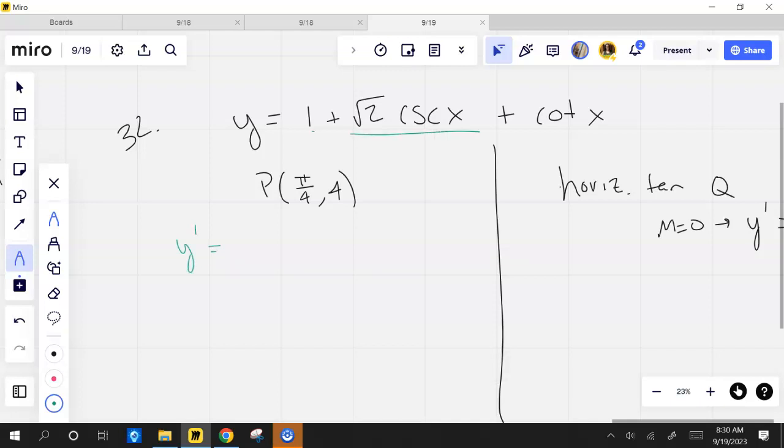Derivative of square root of 2 cosecant x. Square root of 2 I can take out, that's in the front. What's the derivative of cosecant x? And if you didn't remember, you could change it to 1 over sine x and then you could do the quotient. Negative cosecant x cotangent x. So I'm just going to clean this up a bit before I plug in. Cosecant x, cotangent x. And I need to evaluate when x is pi over 4.